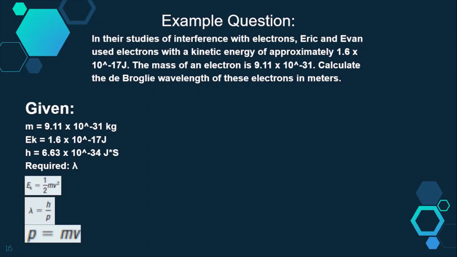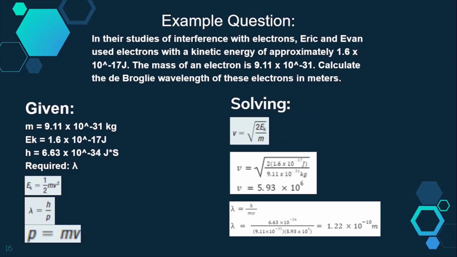So all we have to do is manipulate the equation so that the speed is isolated. We get this equation: the speed is equal to the square root of 2 times the kinetic energy divided by the mass. Now we plug in all the given values. That should result in you having the wavelength of 1.22 times 10 to the negative 10 meters.